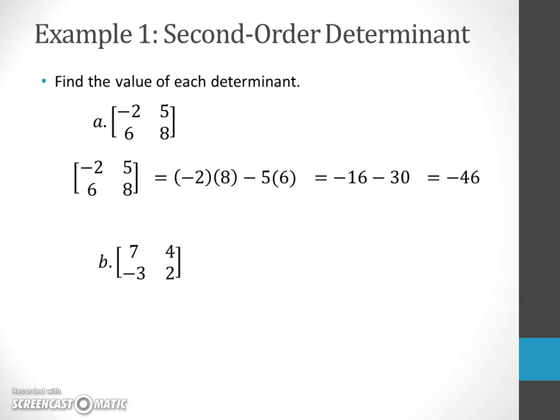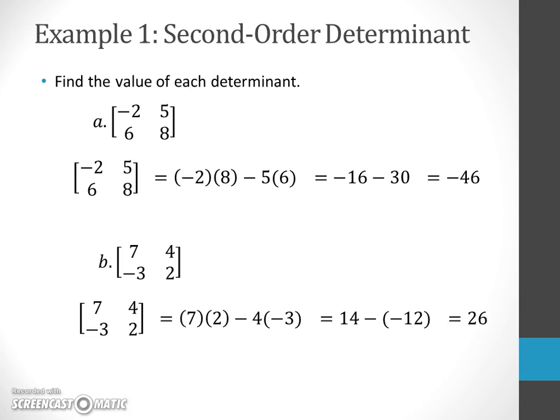For part B, we have 7, 4, -3, 2. We're going to use the definition of determinant. 7 times 2 minus 4 times -3. Multiply, we get 14 minus a -12, which we simplify and we get 26. So that's determinants of 2x2, that's second order determinants.